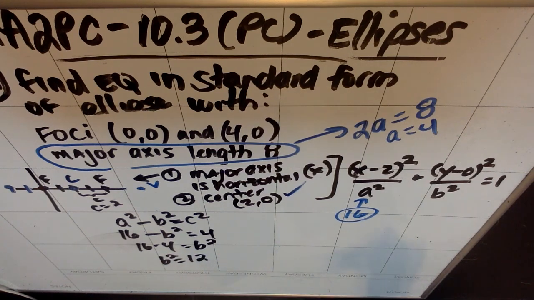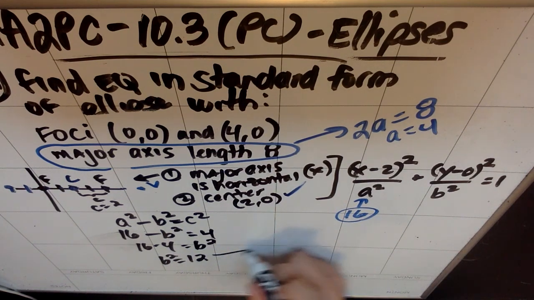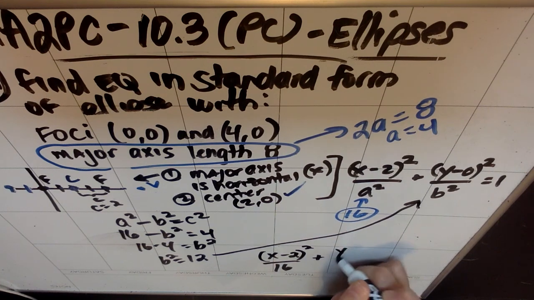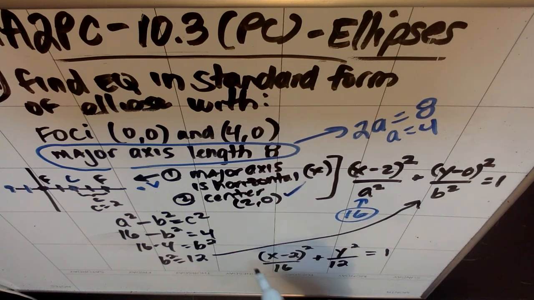Now, it does mean that b is root 12, but we don't really care about that because if you notice in the equation, they just want b squared. So my answer ends up being (x minus 2) quantity squared over 16, plus, I can just go ahead and say y squared over 12 because it's y minus 0, or you can leave it as (y minus 0) quantity squared. It doesn't matter. But that's the equation of my ellipse in standard form.